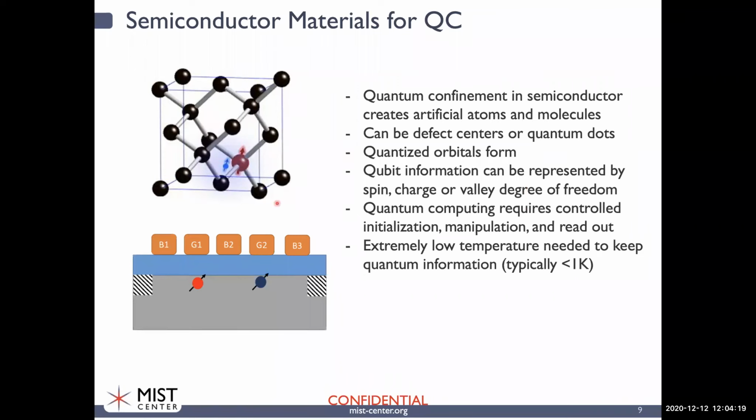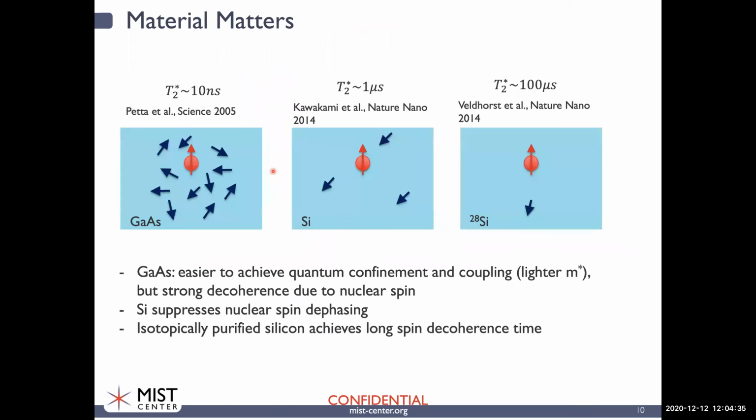And typically in semiconductor-based quantum computing, to keep the quantum information, extremely low temperature is required. We are talking about temperatures of tens of millikelvin, and typically less than 1 Kelvin. So the material choice is really important. For example, here is just a list of common materials.